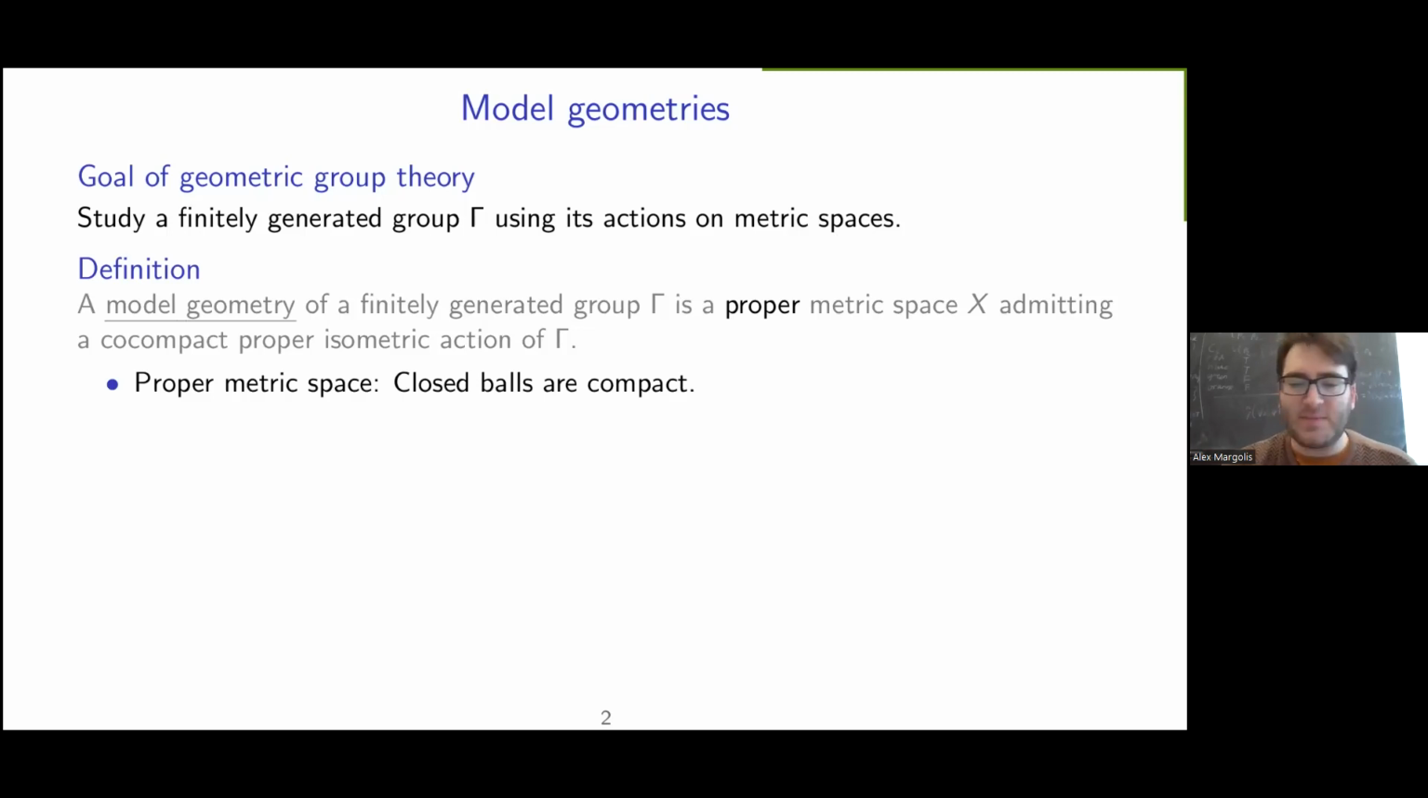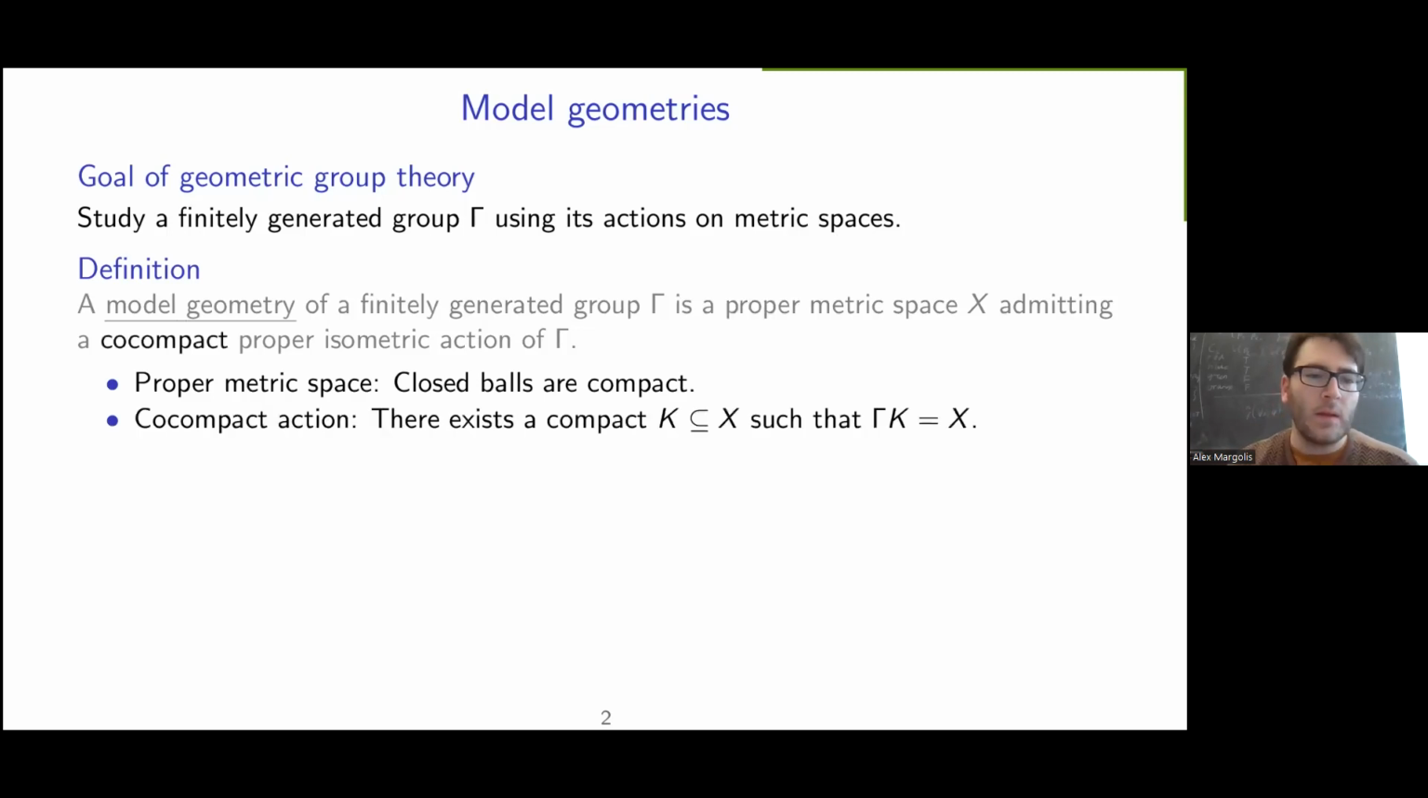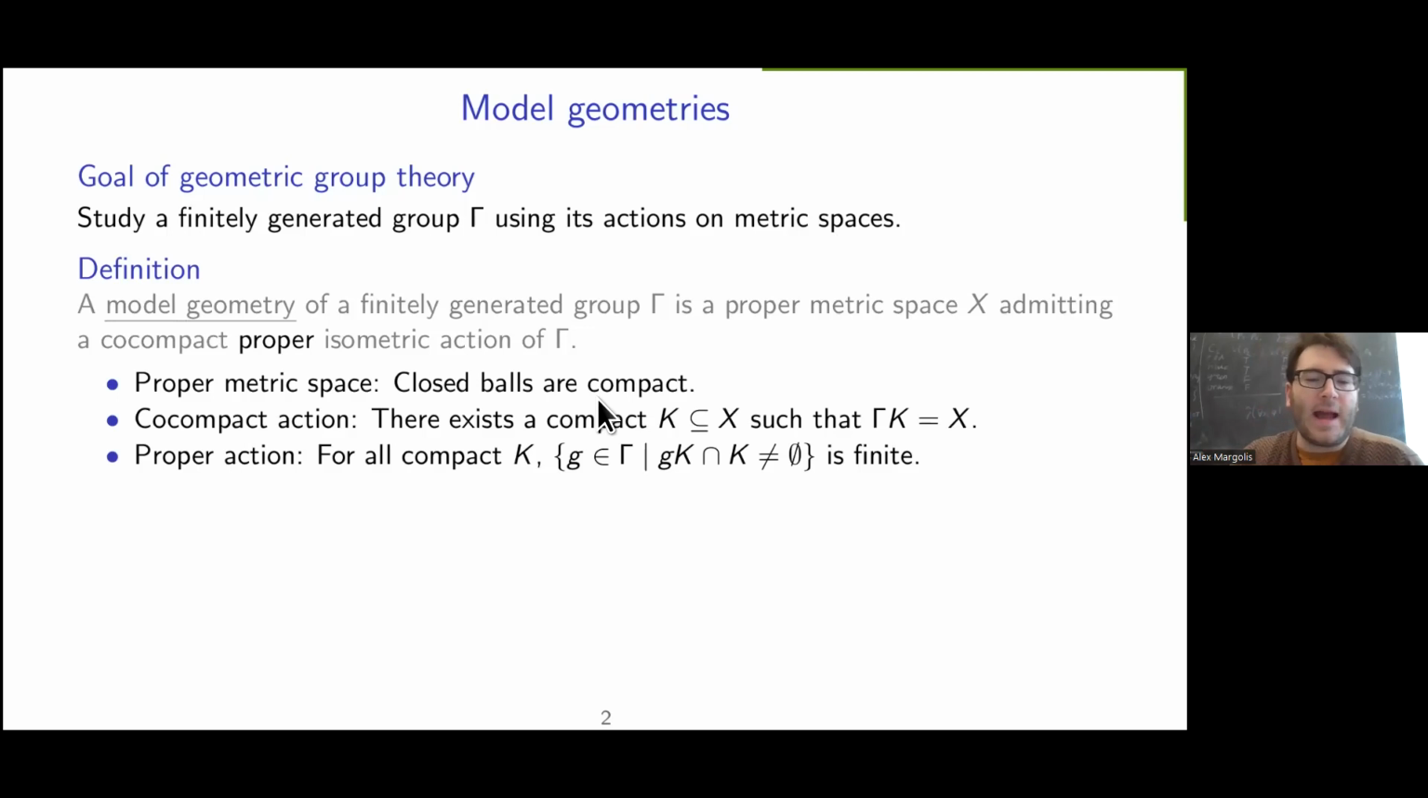A proper metric space is one where closed balls are compact, and an action is co-compact if there's some compact subset K such that translates of that compact subset under the group action cover the whole space. And the action is proper if for every compact subset K, there are only finitely many translates of K that intersect K under the group action.